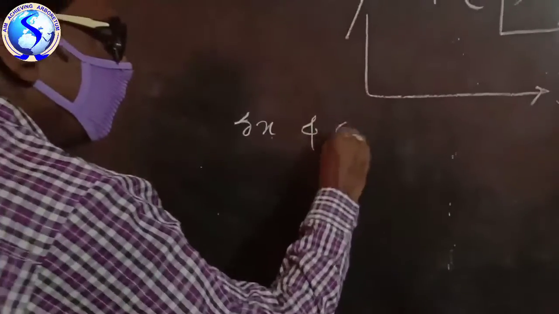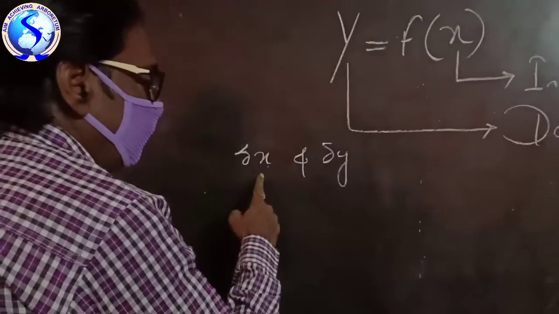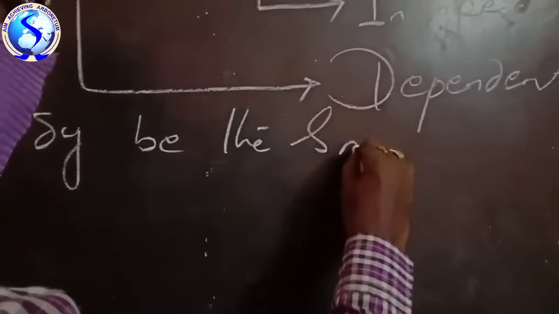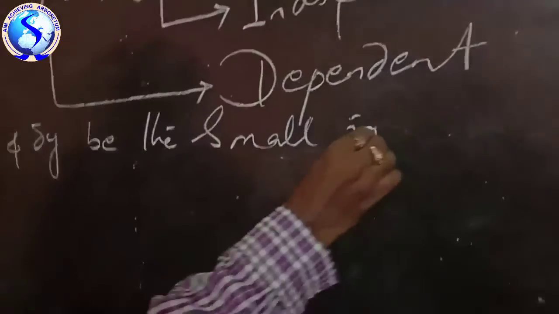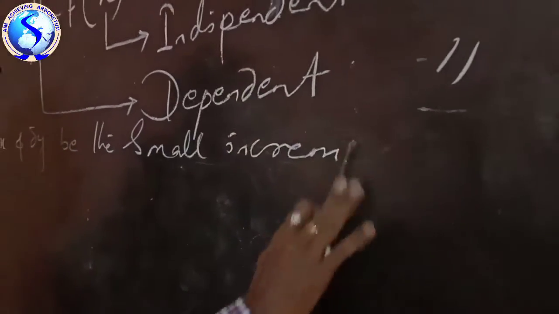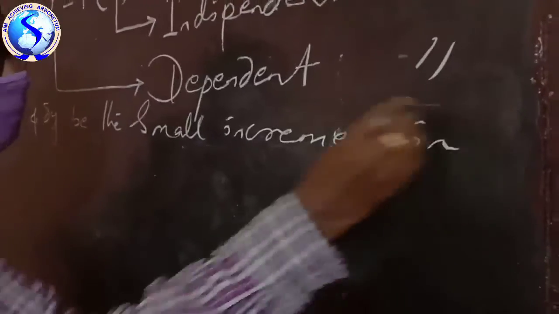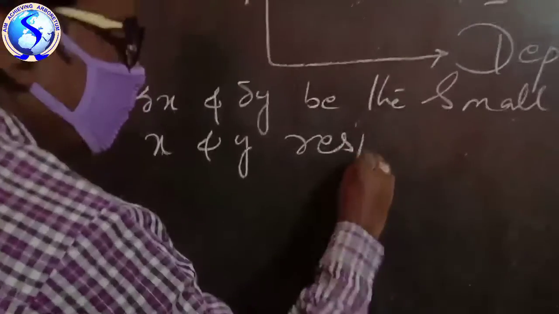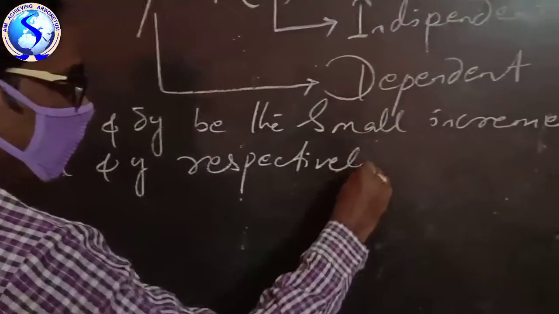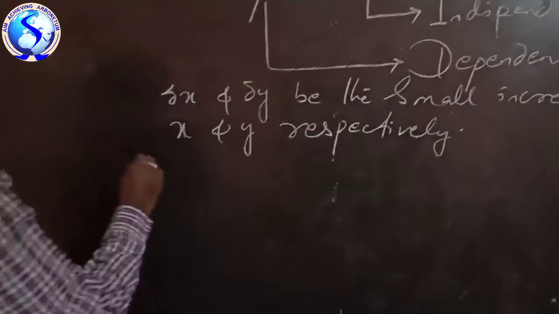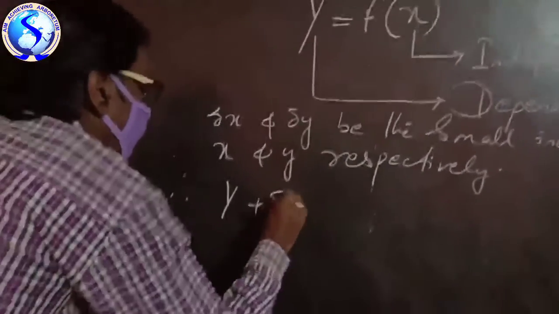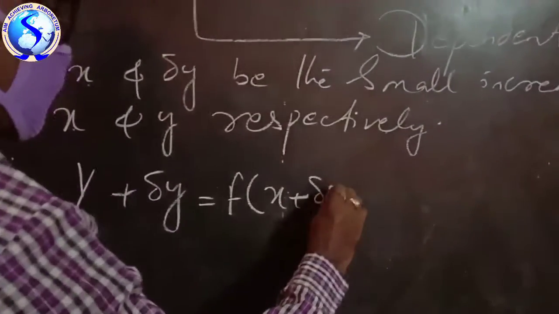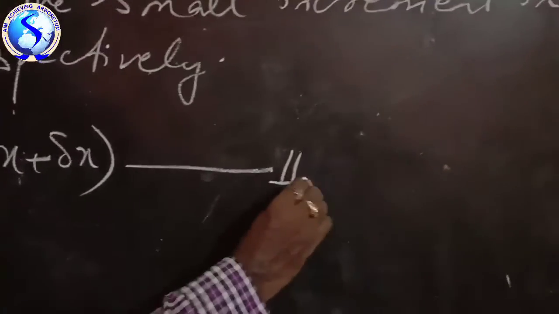Now, delta x and delta y be the small increment in x and y respectively. Therefore, y plus delta y is equal to f of x plus delta x. This is equation number 2.